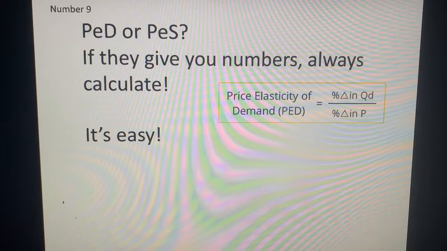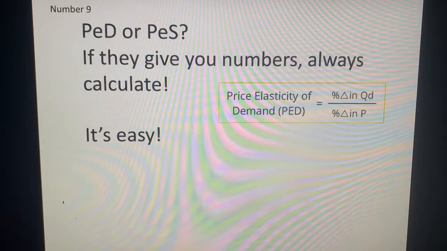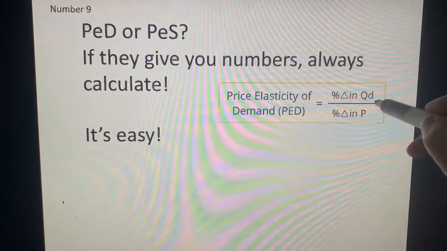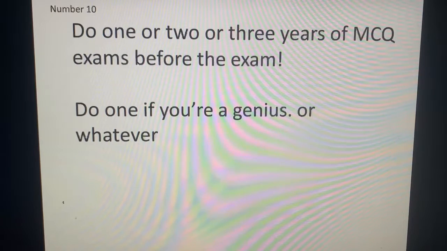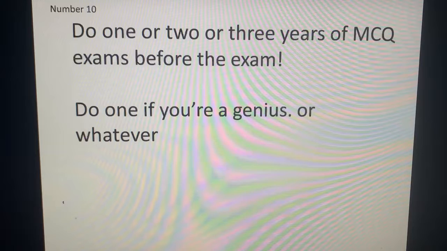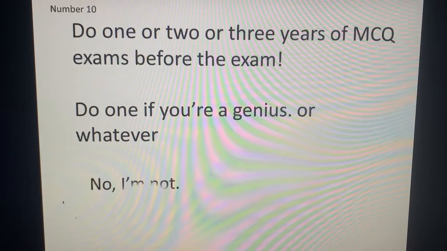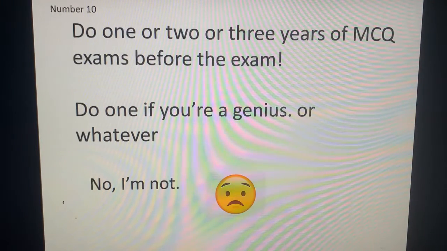For economics, remember price elasticity of demand or price elasticity of supply? If they give you the numbers, always calculate, it's easy. And you should know this. You know this, right? And price elasticity of supply, you just change that to quantity supply. If you have time, do 1 or 2 or 3 years of multiple choice question exams before the exam. And do one if you're a genius, or whatever. Maybe do none. No, I'm not a genius. It's sad.